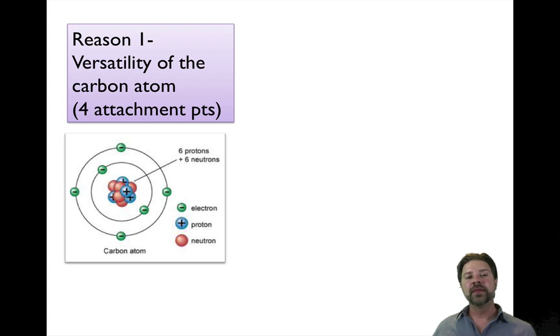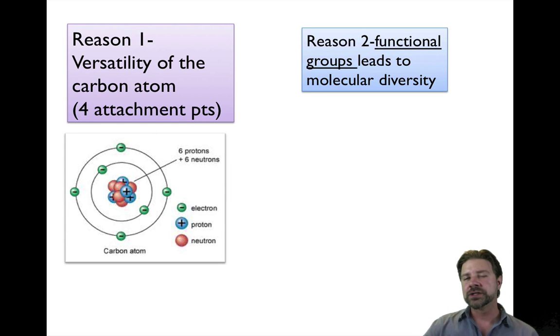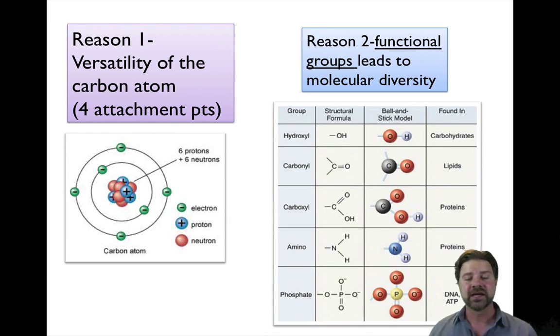So reason one then is versatility of the carbon atom. The fact that it has 4 attachment points allows for a lot of different possibilities. Second, functional groups. Functional groups are extremely important when we talk about biology because it leads to how certain molecules are going to react with other molecules. And those functional groups will also lead to functional diversity and molecular diversity.